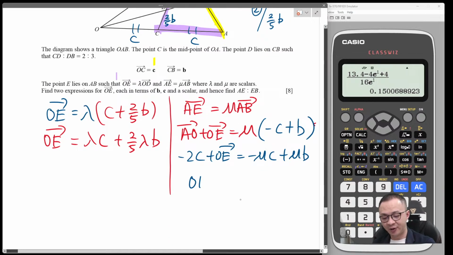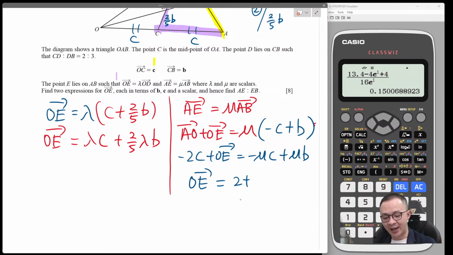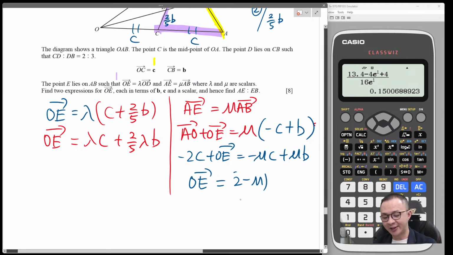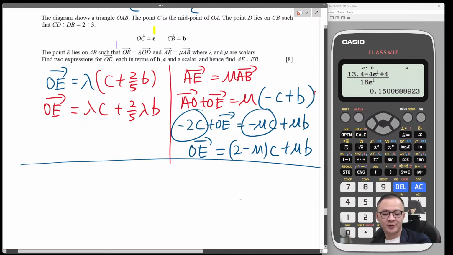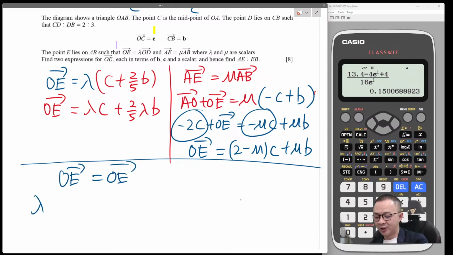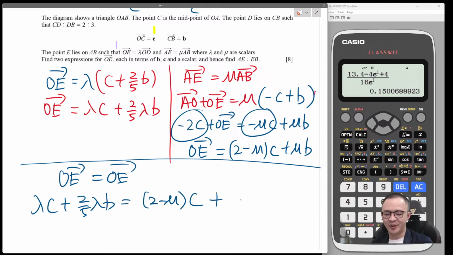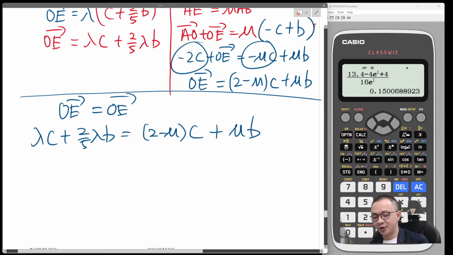So right now I have the OE. Move to the other side, plus 2c. So it'll be 2 minus mu c. I take out the c from these two, just in case you got lost. Okay, done. Now I sub the OE into the OE. So lambda c plus 2 over 5 lambda b equals 2 minus mu c plus mu b. So then I will compare one by one. I will compare b first maybe.